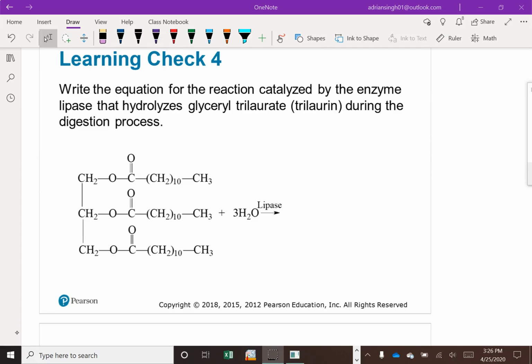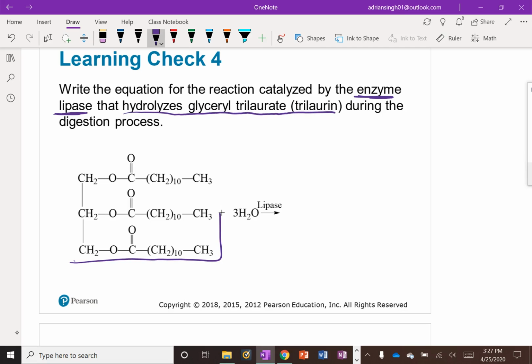All right, so let's just finish up this subsection by recapping really quick, taking a look at an example. It says to write the equation for the reaction catalyzed by the enzyme lipase. So we're looking here now at the hydrolysis of a triester, glyceryl trilaurate, and we're given the structure of it here during the digestion process, right? So the key thing is we're told that it's a lipase, and then also it's hydrolysis.